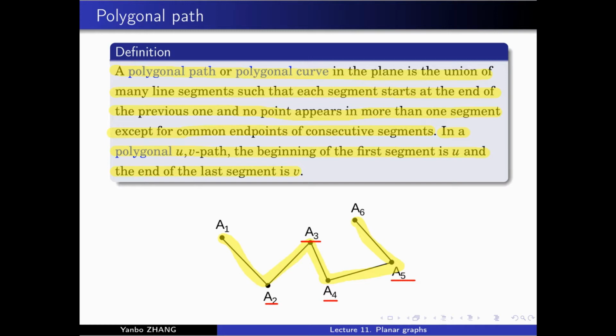Let's draw another graph. This figure is not a polygonal path because this point appears twice in 2 different segments, but it is not a common endpoint of 2 segments. So here we have 2 examples. The first is a polygonal path. The second is not a polygonal path.